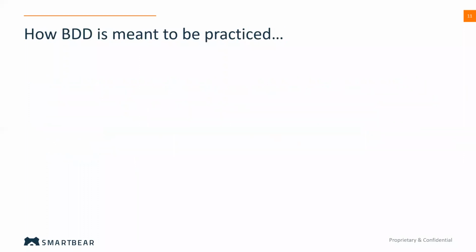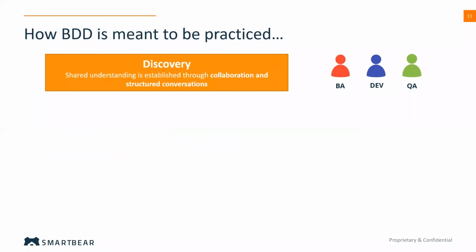So when the pioneers of the BDD movement discovered and came up with this practice, they had something in mind. Right? The first step towards behavior-driven development is essentially the discovery process. As they famously put it, the three amigos, the business analyst, the developer, and the QA person or tester, just get together and come up with a shared understanding through collaboration and structured conversations. Again, the first step of this movement is to speak with each other, to make sure that everyone understands what really is required from a product perspective.